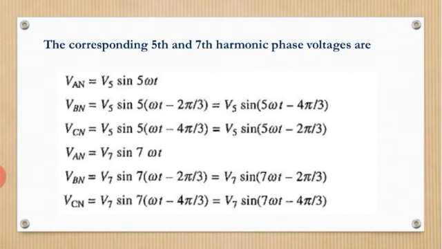Now we are analyzing the two harmonics: the fifth harmonic and the seventh harmonic phase voltages. When I substitute these values of the fifth and seventh harmonics, I get the equations of the phase voltages corresponding to the fifth and seventh harmonics.